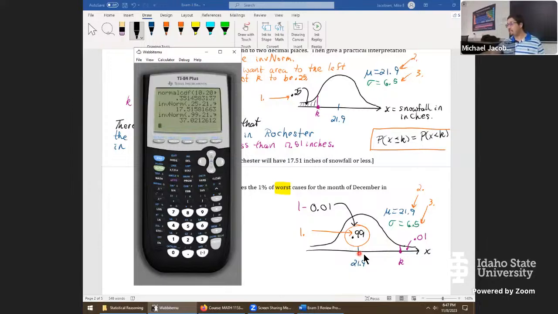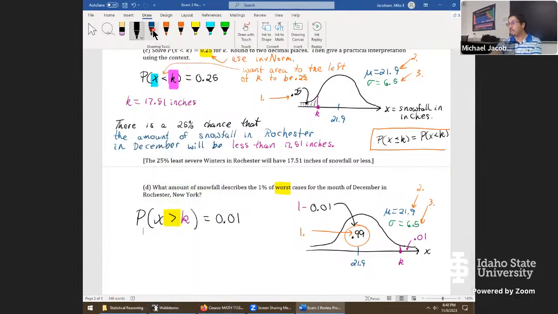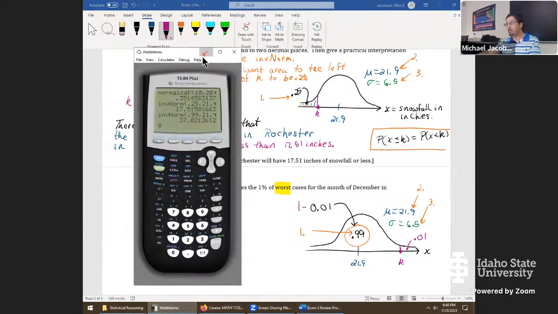The center is at 21.9 inches. So K being really far to the right does look believable. It should be around, that looks like a few standard deviations. Take 6.5 times 3. It's like you're adding 18 to 21.9. So let's take that, 37.02, and that's our value for K. Let me see if I got it this time, 37.02 inches. Somehow I conflate some of these digits sometimes. I think we got it.